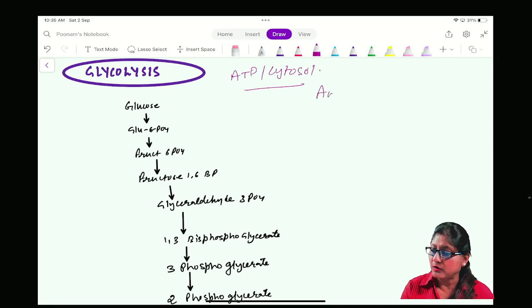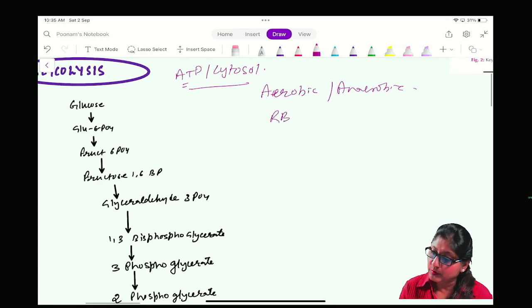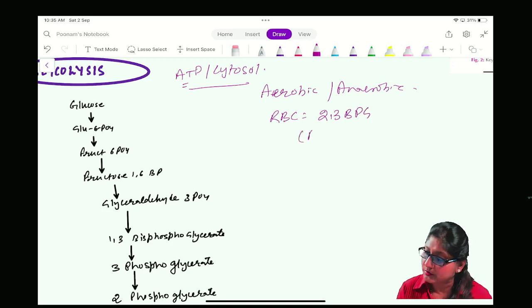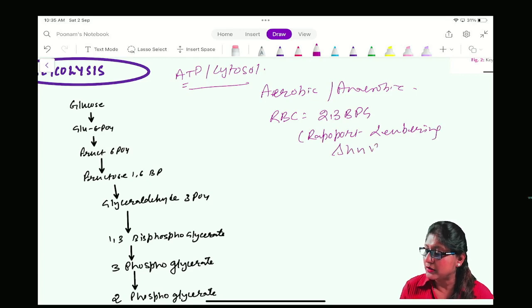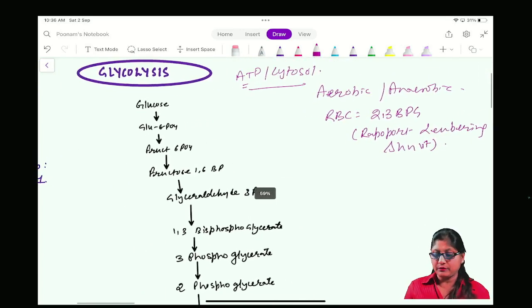Whether it is aerobic or anaerobic condition, you have glycolysis going on, and the main purpose is ATP production. But in RBC, you also have formation of 2,3-BPG in a shunt of this glycolytic pathway, which is called the Rapoport-Luebering shunt, RL shunt. Right? So glycolysis is a very vital pathway, and we're going to see the core aspect of it.